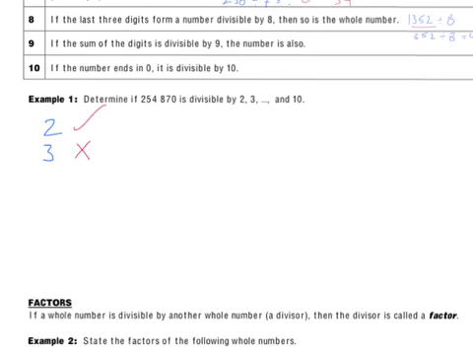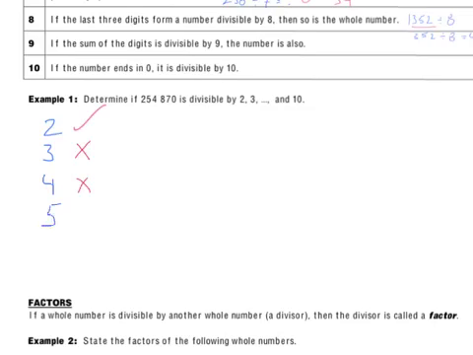Okay, let's move on to 4. For 4, we check the last 2 digits, and the last 2 digits in this case are 70, and is 70 divisible by 4? Well, 70 is not divisible by 4, so our number will not be divisible by 4.